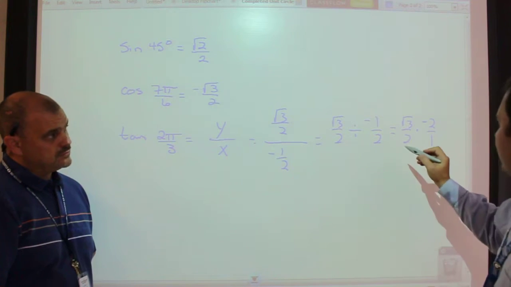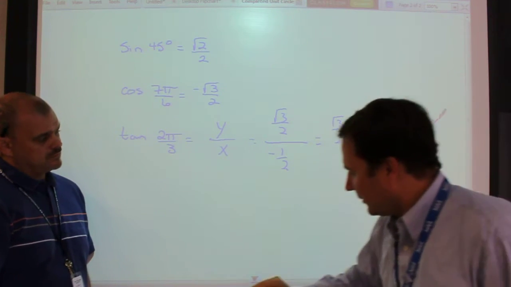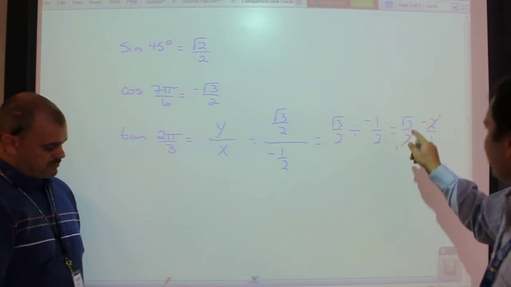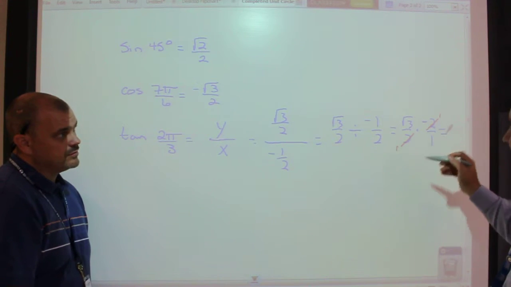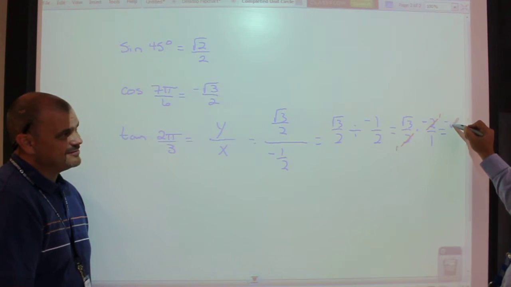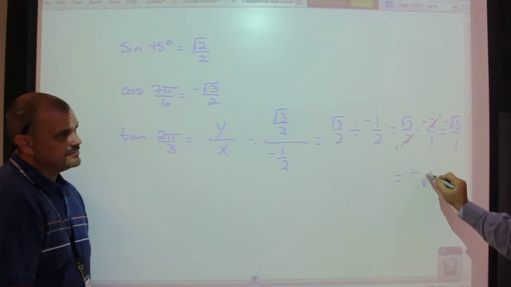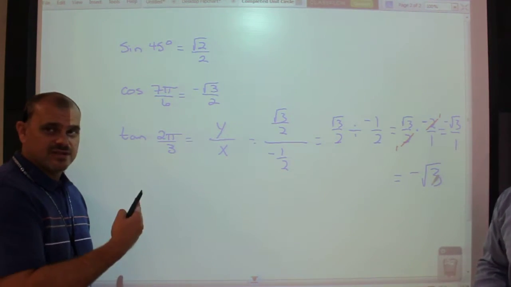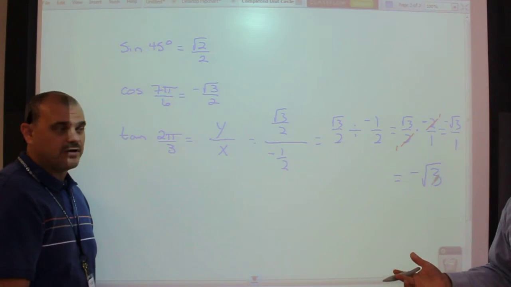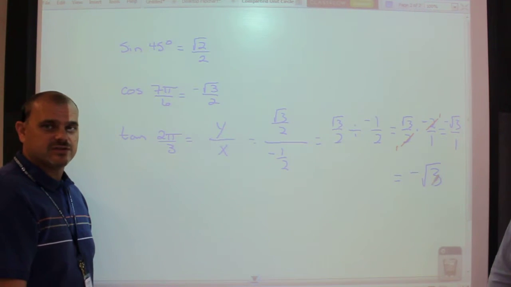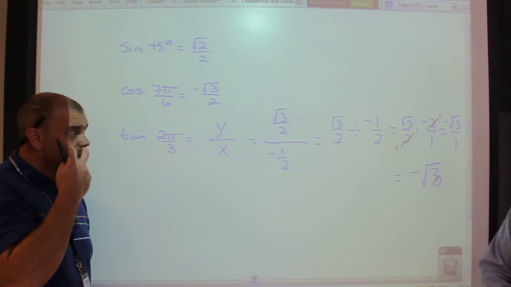And my 2's here will cancel. So I get numerator times numerator, negative root 3 over 1, which is just negative root 3. So you can see there's not a whole lot to sine and cosine, but now tangent, there's a little bit of work involved. Cotangent, we've got to divide fractions. A little more work.